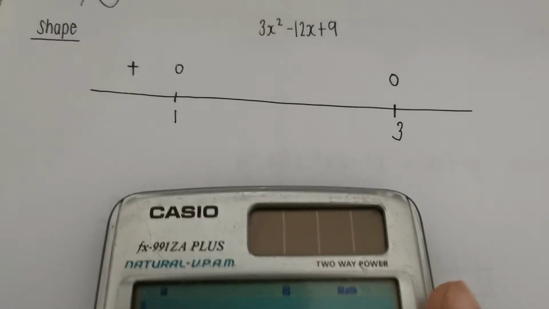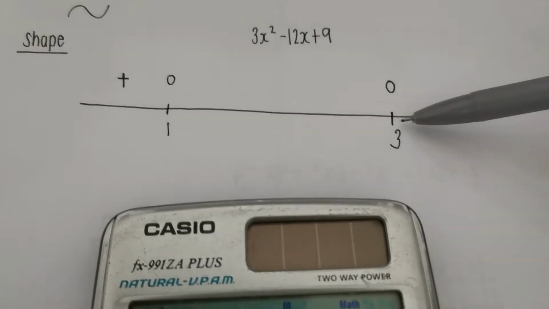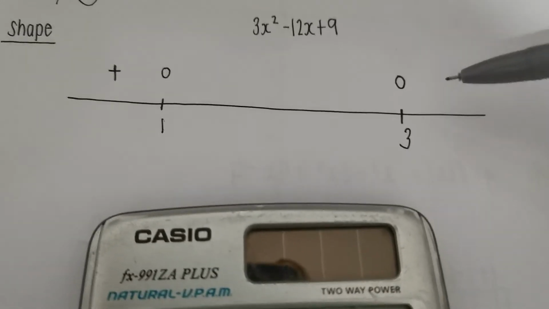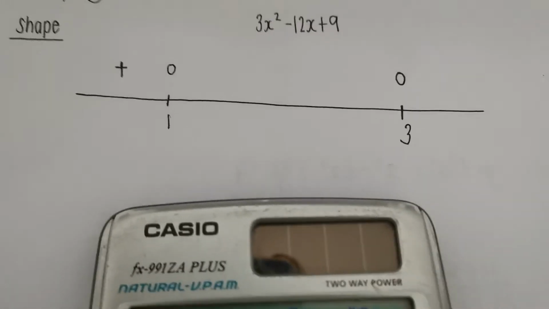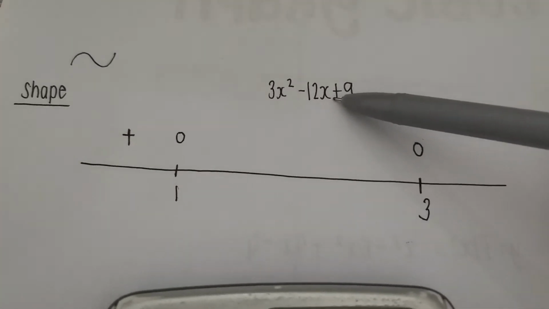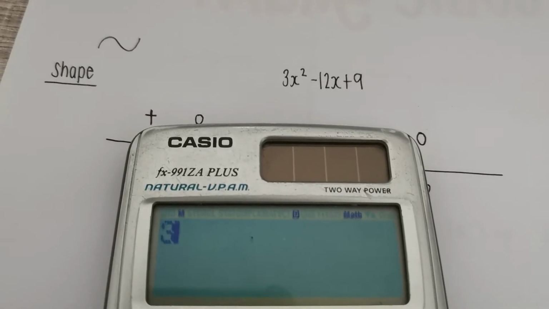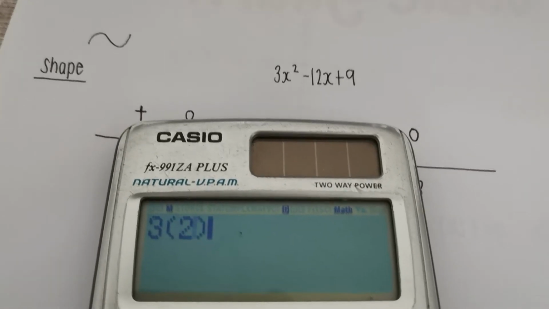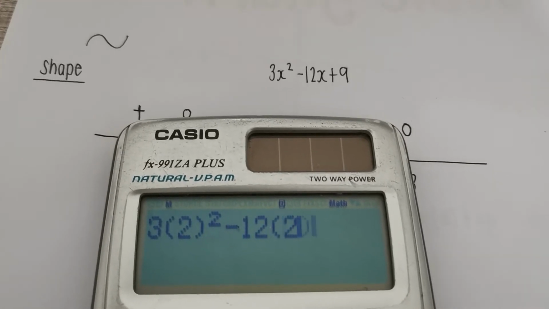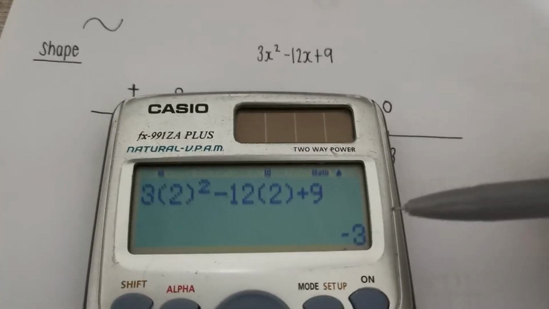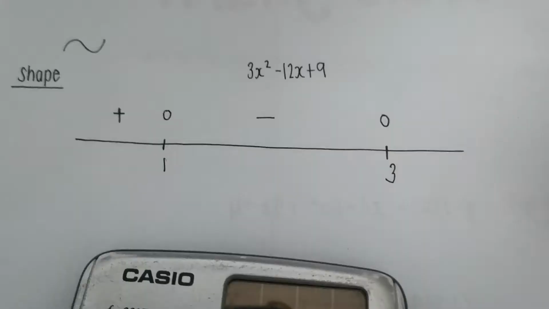Okay. This side here, we're going to find a value between 1 and 3. Any value, you can use decimals, anything. Okay. I'm going to pick the easiest one. Between 1 and 3 is 2. Sub it into this equation here. And we see that our answer is negative. So that means here it's negative.